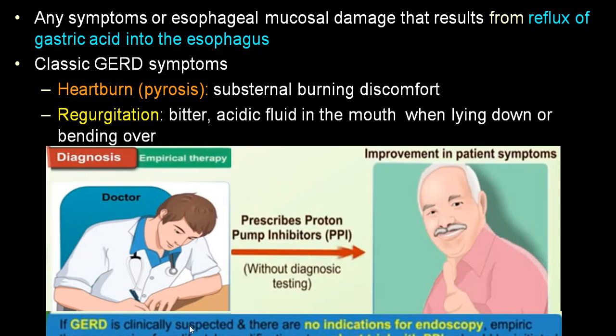If GERD is clinically suspected and there is no indication for endoscopy, empiric treatment can be started, and lifestyle modification should be initiated. Proton pump inhibitor can be given as an empiric treatment, and if the person feels improvement in the symptoms and signs, it is in favor of GERD.